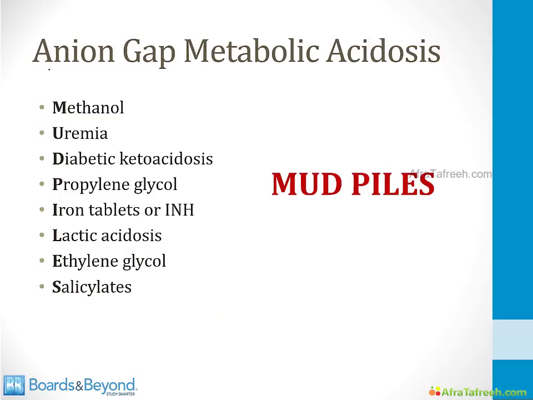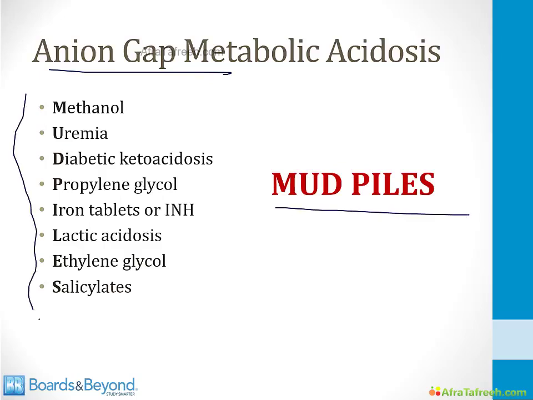So now let's talk about anion gap metabolic acidosis disorders. And for years and years, students have memorized the causes of anion gap metabolic acidoses by the mnemonic MUD PILES. MUD PILES stands for all these words shown on the screen here, and in the next few slides, we'll go through them one at a time to talk about why they cause an anion gap metabolic acidosis.